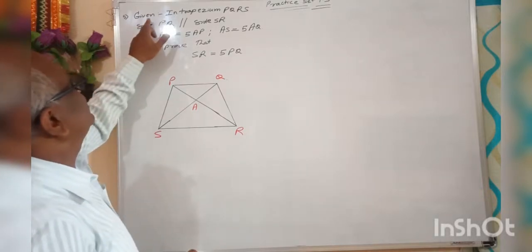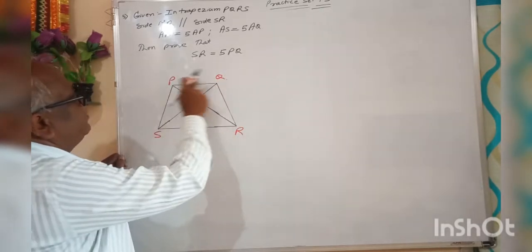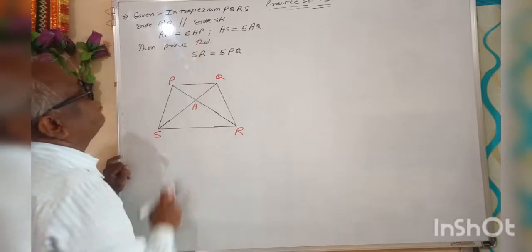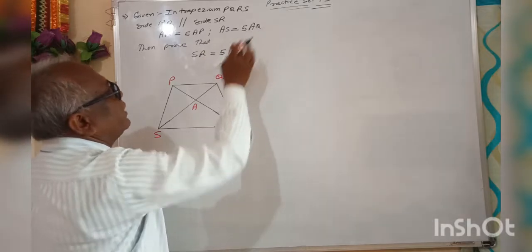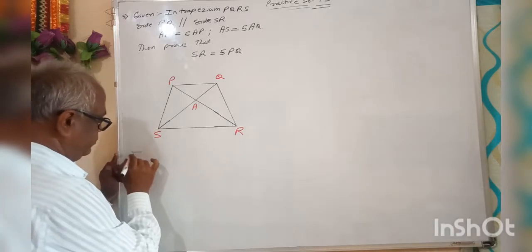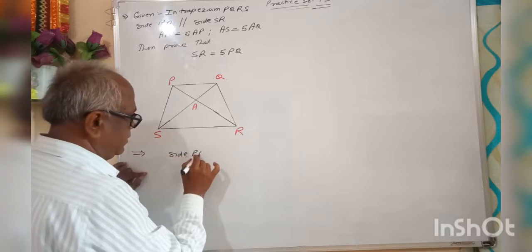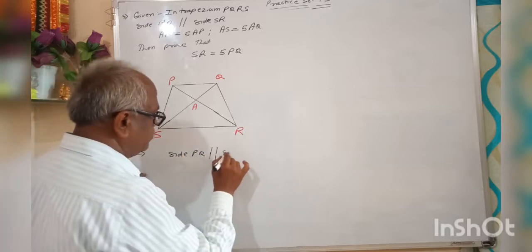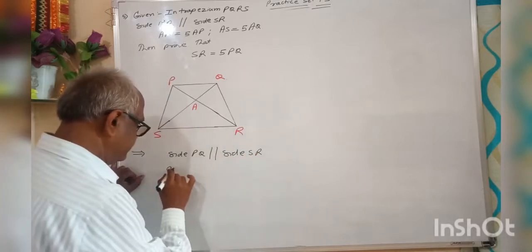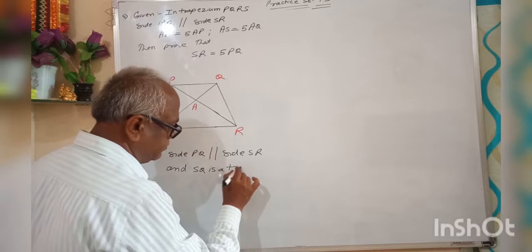Now, fifth one. Given that in a trapezium PQRS, side PQ is parallel to side SR, AR is equal to 5AP and AS is equal to 5AQ, then prove that SR is equal to 5PQ. Side PQ is parallel to side SR and SQ is a transversal.